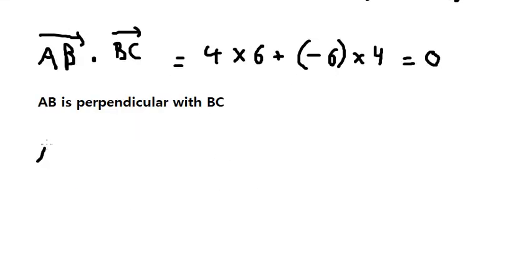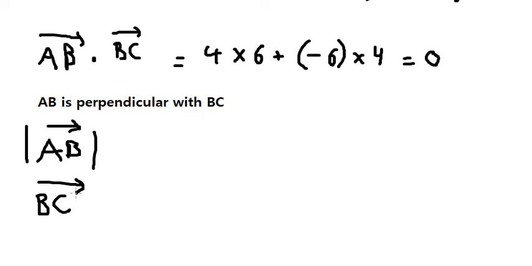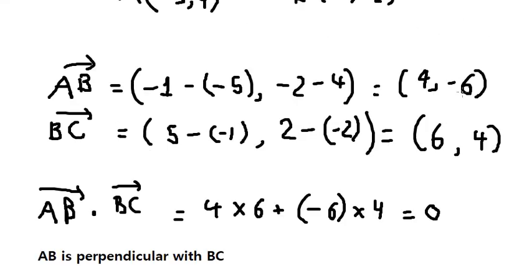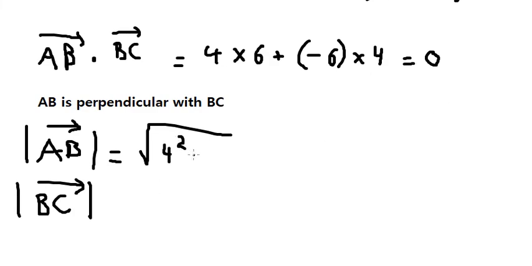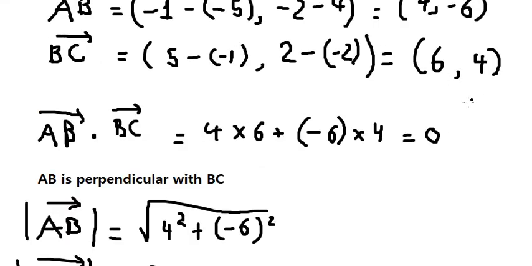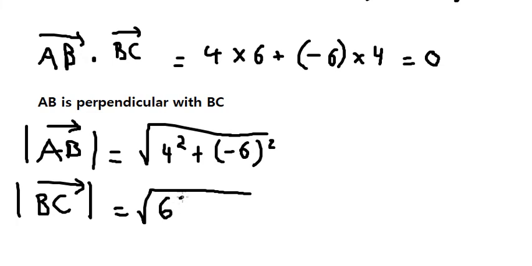And the second one, we need to find the magnitude of vector AB and vector BC. So we have 4 and negative 6. Similar for the second one, we have 6 and 4. So if we calculate this one, we have 2 times the square root of 13. Similar for this one.